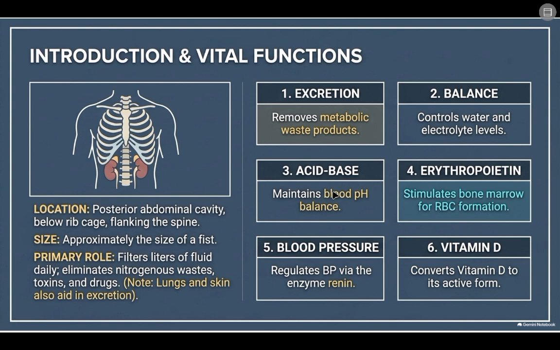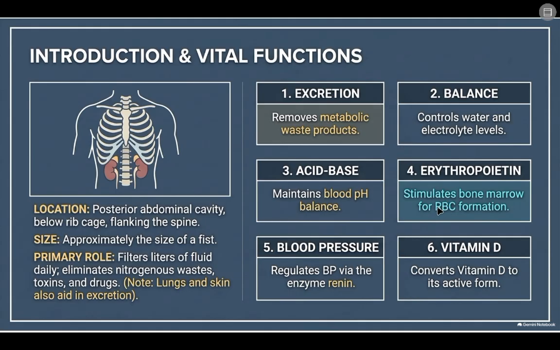So another thing is acid-base balance. The kidney helps in acid-base balance. How? The kidney excretes excess hydrogen ions in order to reduce the acid of the body, and it reabsorbs bicarbonate in order to maintain the base of the body. So the kidney helps in acid-base balance by maintaining the blood pH at around 7.35 to 7.45.